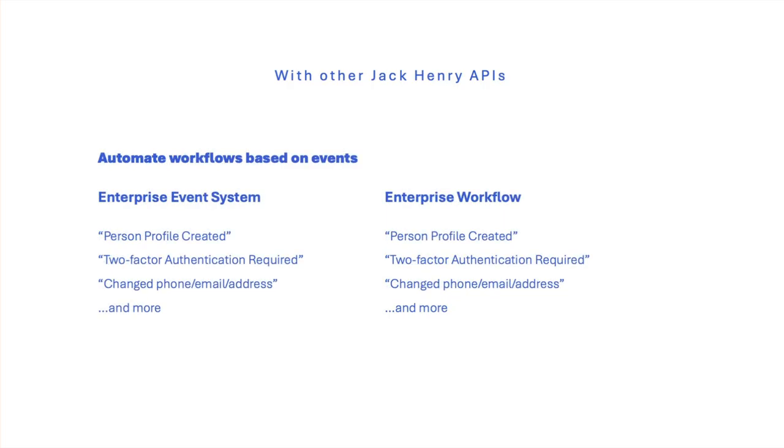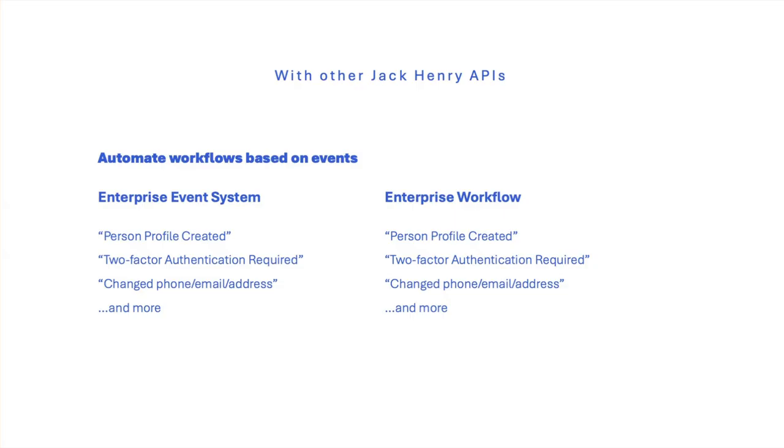You can also access the Enterprise Event System. The Enterprise Event System has a publish and subscribe model where events are emitted from Jack Henry applications to the Enterprise Event System. You can subscribe to those events and perform actions based upon them, for example, activating a workflow. The Enterprise Workflow System provides the ability to create custom workflows to automate your operations. There is also a marketplace of existing workflows that you can use off the shelf.